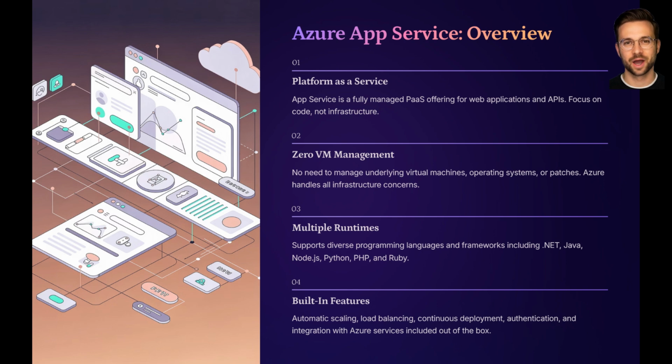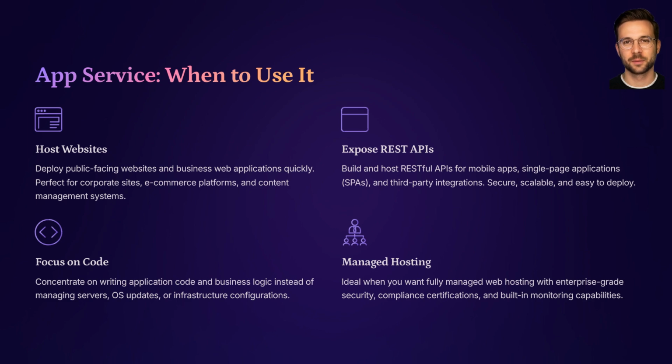Typical use cases for Azure App Service include public websites and business web applications, RESTful APIs for mobile or single-page applications, and backend services for line-of-business applications. In AZ-900 scenarios, if you see a requirement like host a web application without managing servers, or automatically scale web apps based on traffic, Azure App Service is usually the correct answer.